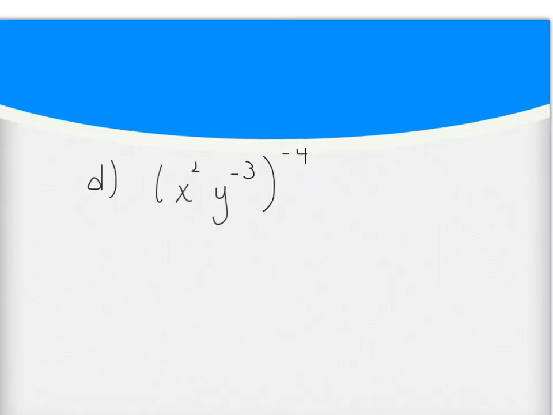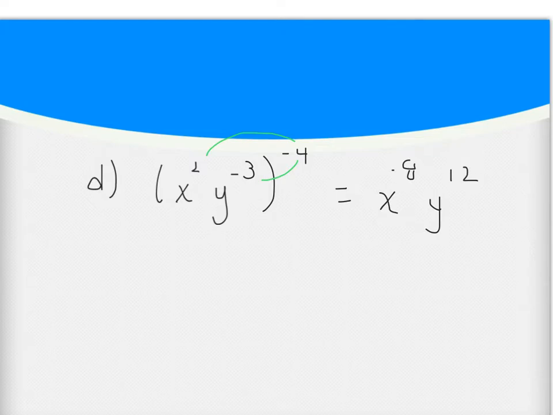This is actually part C for example 2. I just reversed C and D. But we can see that inside we have a quantity being multiplied, but the bases are different. So once again, we cannot merely add those exponents. We need to distribute the outside exponent to each exponent inside. So for the x, 2 times -4 is -8. And for the y, -3 times -4 is +12.